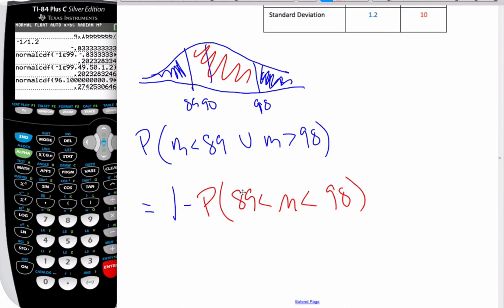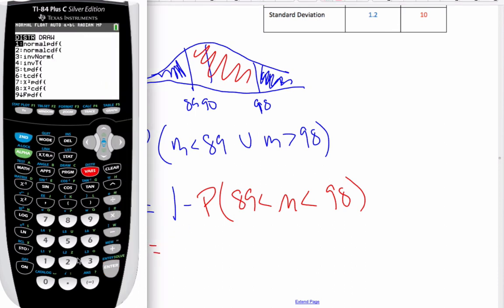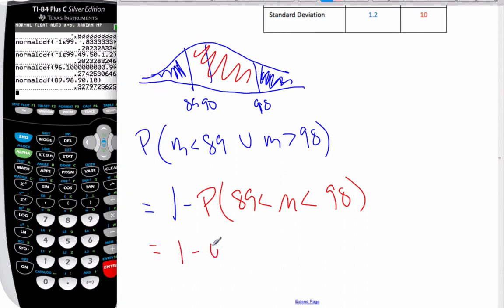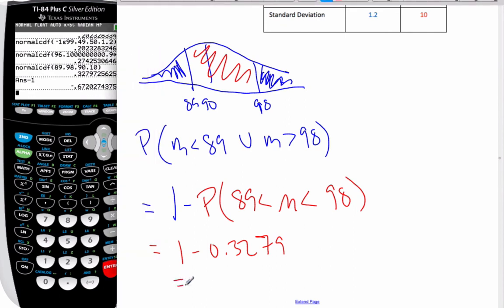My calculator will do this calculation fairly easily. If I go to my distributions, normal CDF, my lower range is 89, my upper is 98, and my mean and standard deviation are as such. Then I get 0.3279, I subtract it from 1, and I'll get 0.672, which is the probability that is in the blue area.